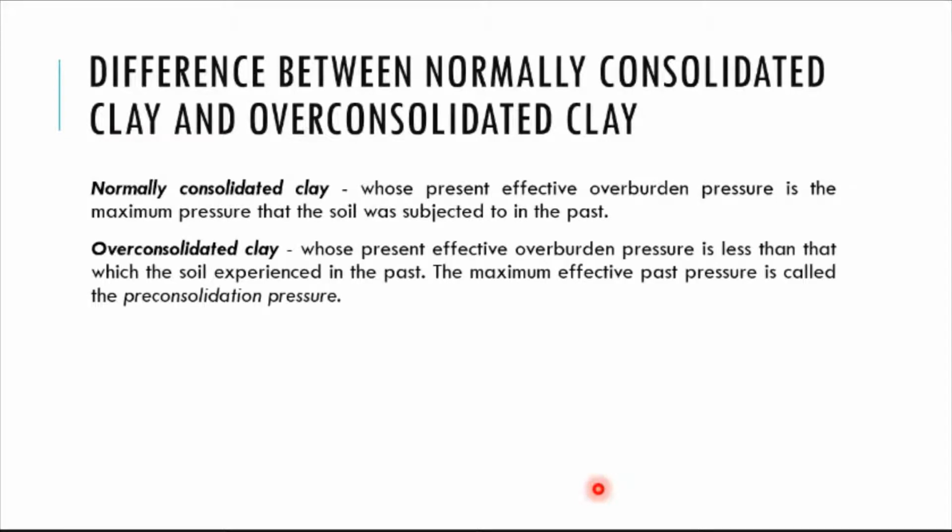An overconsolidated clay is one whose present effective overburden pressure is less than that which the soil experienced in the past. The maximum effective past pressure is called the pre-consolidation pressure. Okay, so I've already explained the difference between the two earlier, so this is just an additional elaboration.